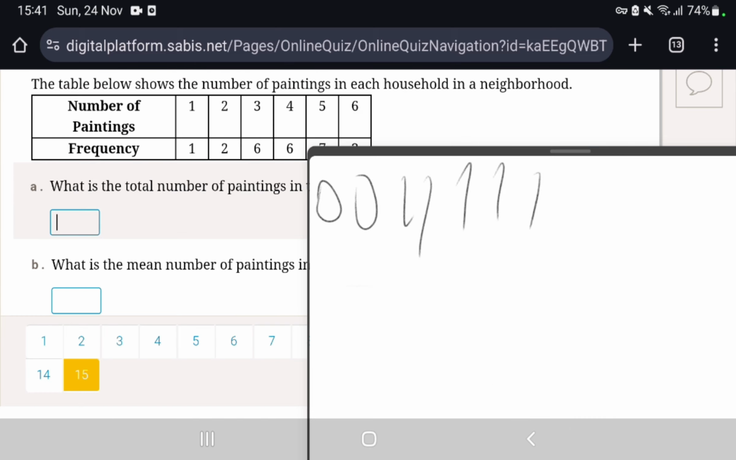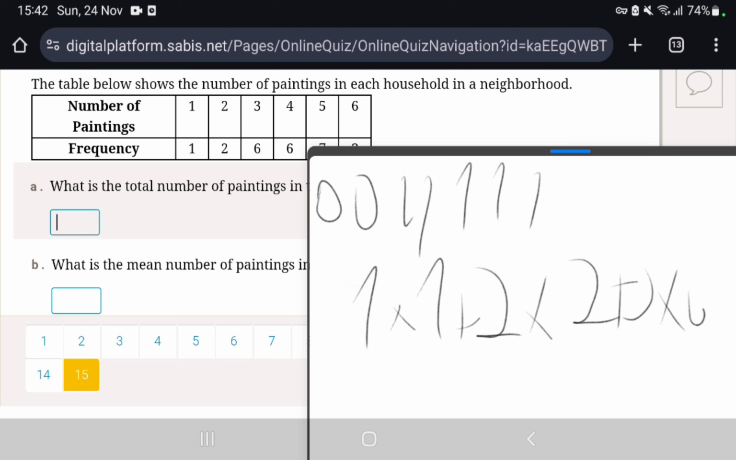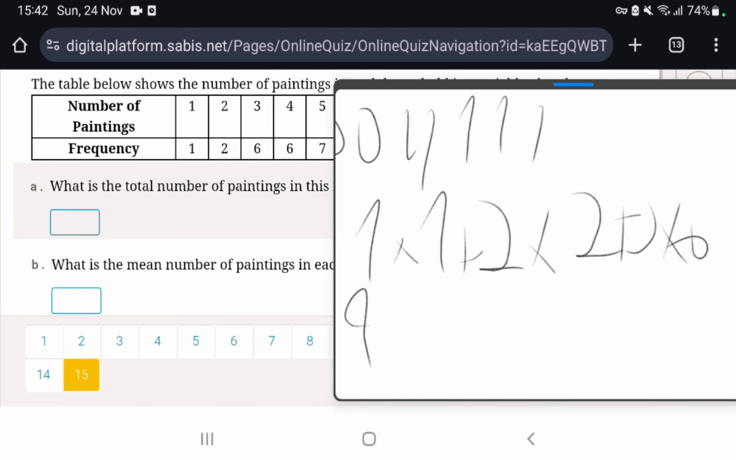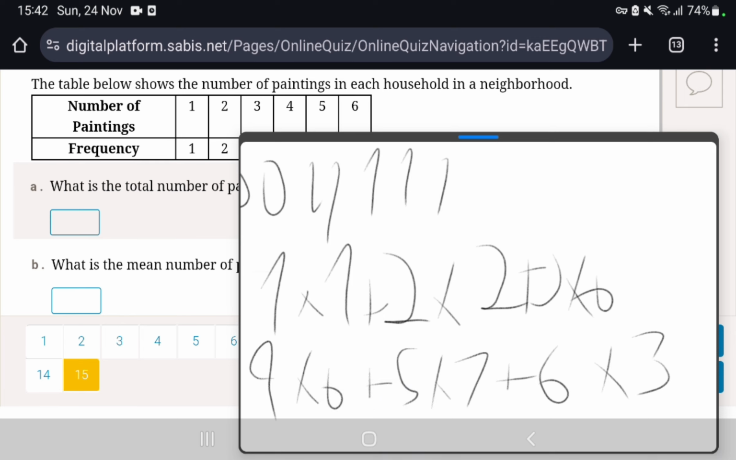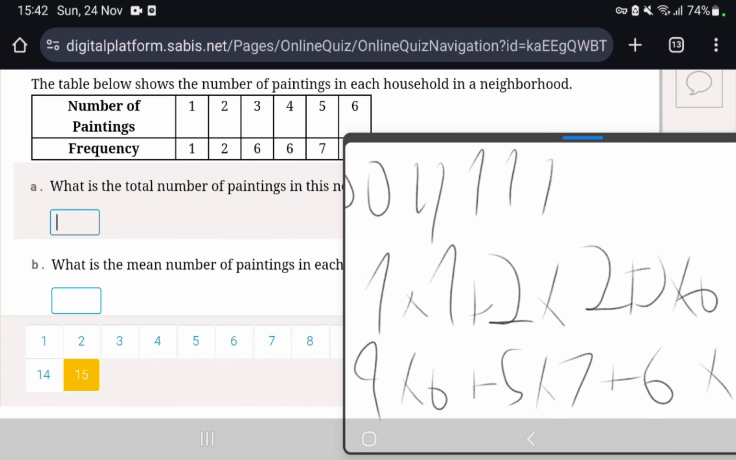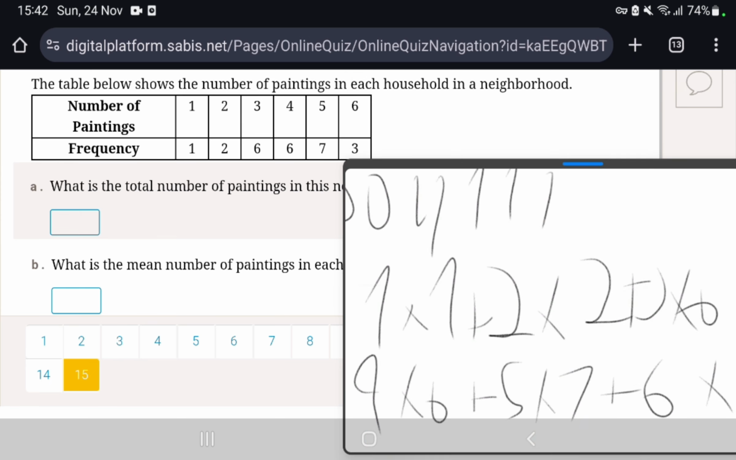The total number of paintings, we do 1 times 1 plus 2 times 2 plus 3 times 6 plus 4 times 6 plus 5 times 7 plus 6 times 3, which is going to be equal to 1 plus 4 plus 18 plus 24 plus 35 plus 18, which is equal to 100, divided by the total frequency, which is 25. So we do 100 divided by 25, which is 4.